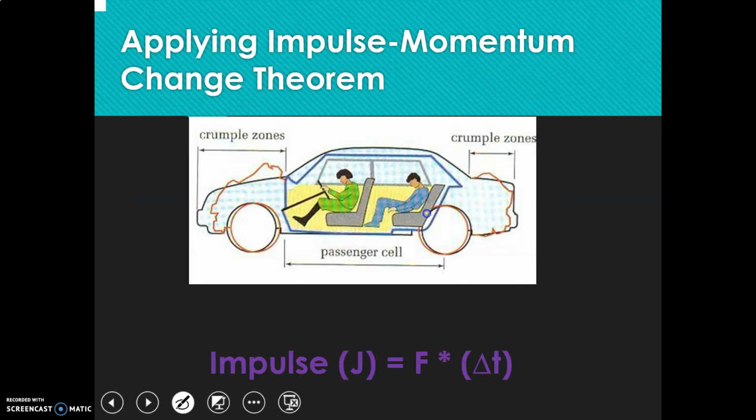Crumple zones of the car. Even if you get in a little fender bender, your car crumples up at the back or at the front. That's on purpose. It's not because your car is built in a cheap way. That is so that your car can absorb some of that force applied and increase the amount of time. So increase the amount of time, decrease the amount of force applied to your body.